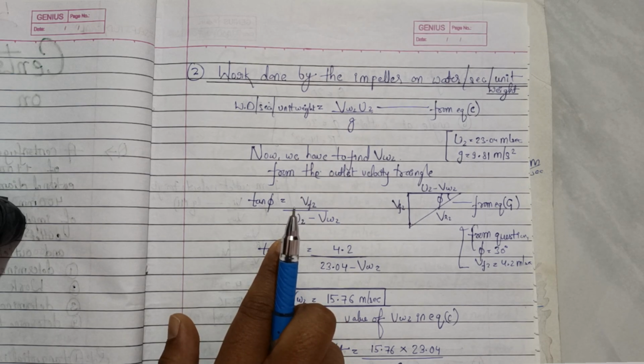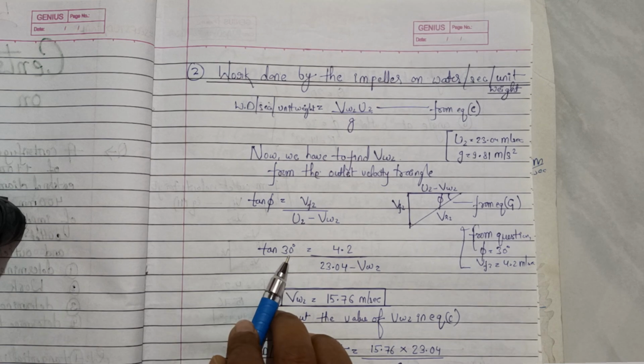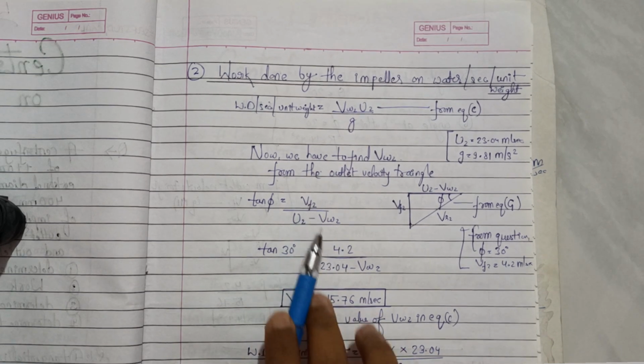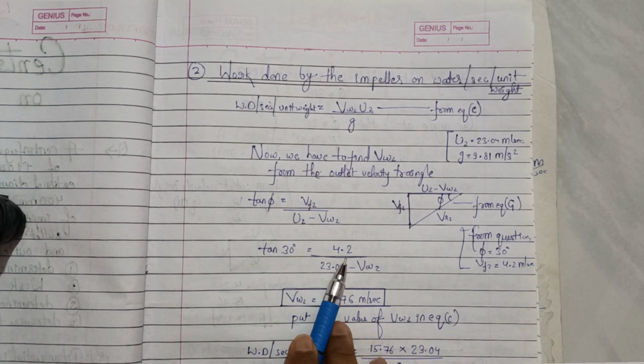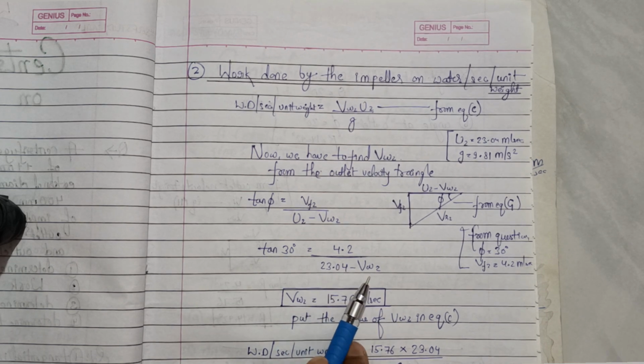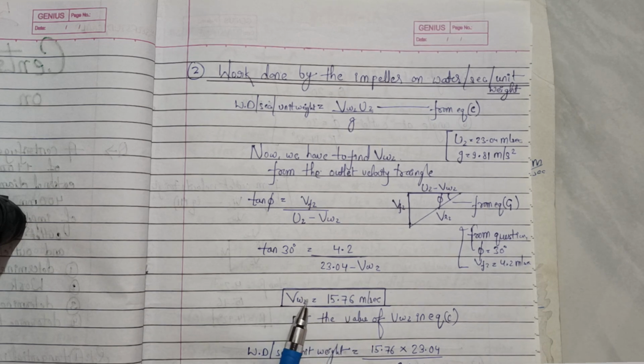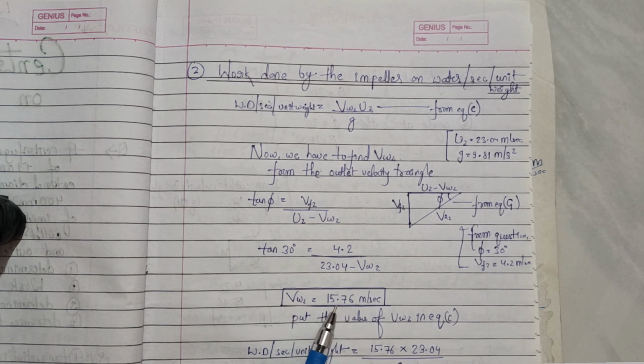So this is the formula to determine the Vw2 also. So put the value of phi here, that is given in the question. Vf2 value is given in the question, 4.2 meter per second, and U2 we have already determined, and we can find the value of Vw2 from this equation. So Vw2 will be equal to 15.76 meter per second.